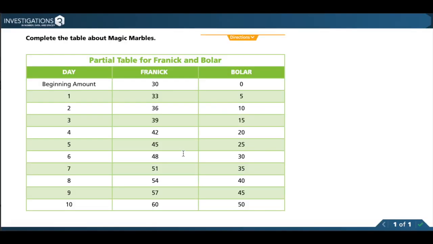For your have to today, you're going to be working on pages 518 to 519, where you're going to be completing the rest of this table. I'm already going to have this table completed, so you just have to then do days 11 through 20. And then you're going to be going on page 519, and you're going to be comparing the amount of marbles that Bolar has to the amount of marbles that Franek has. So I'm going to pull up our have to right now so we can take a look.